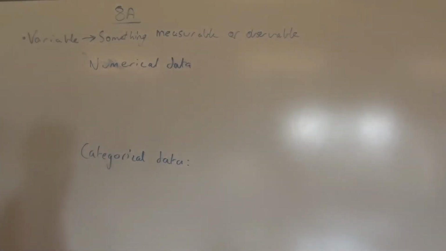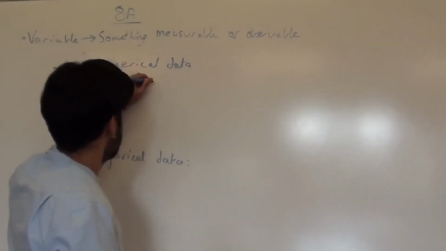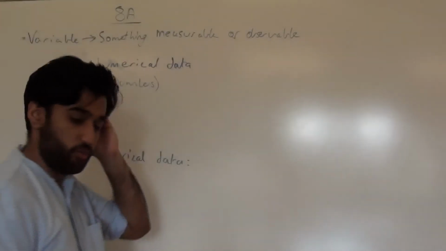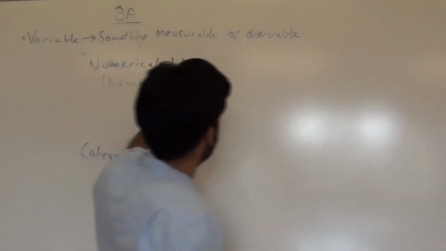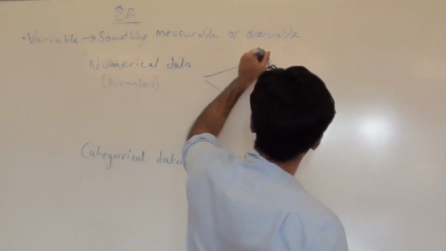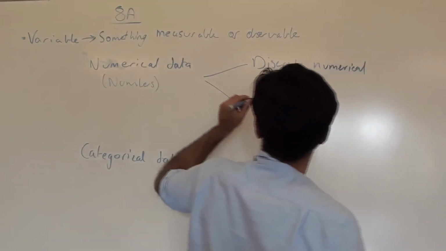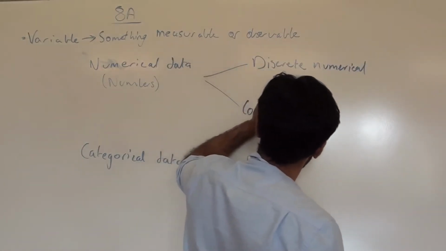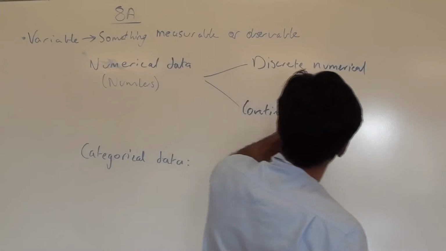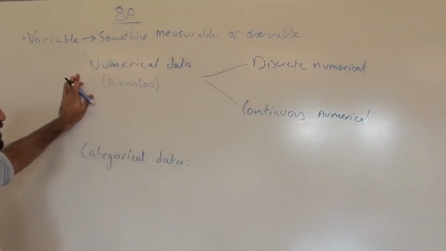Okay, so numerical data is also then broken up into two different ones. But before we discuss that, we're just going to say, so numerical data is numbers. Okay, numeracy, numbers, numerical. Awesome. So now there are two types of numerical data. So we can have discrete numerical, and we can have continuous numerical. Alright, let's unpack this a bit. So we know numerical data is numbers.